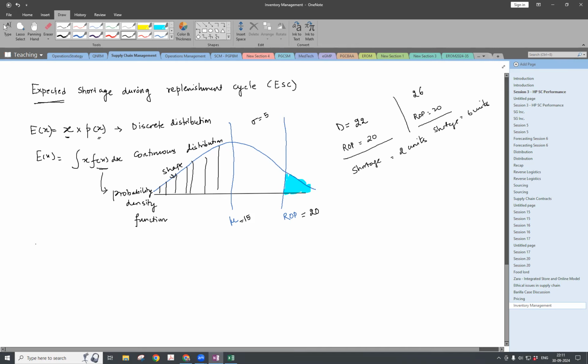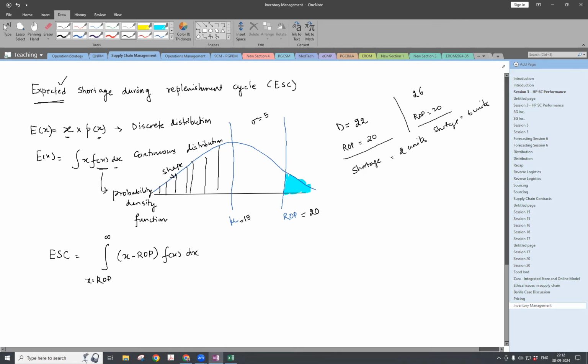Now, if you recollect the formula that we were given for expected shortage during the replenishment cycle, it is the integral from x equal to ROP to infinity of x minus ROP times f of x dx, right? First, the integral is coming because we are looking at expected value, which is nothing but like an average, right? Then f of x dx is coming because we are calculating the expected value of a continuous distribution. Why are we not using x and why are we using x minus ROP?